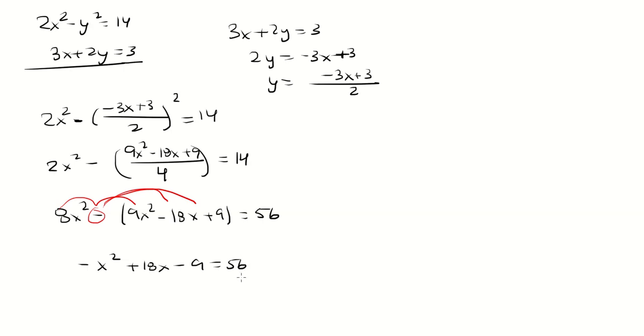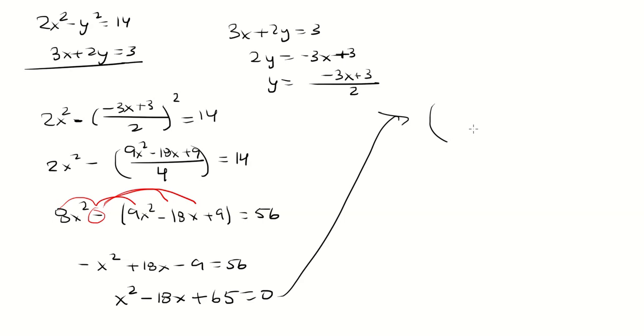I'm going to move everything to the right because I don't like the negative x squared. So add x squared, subtract 18x, and do 56 plus 9, which becomes 65, equals 0. This we can factor. So we have x and x. 65 is 5 times 13, so this will be minus 13 minus 5. So we get x is 5 and 13.